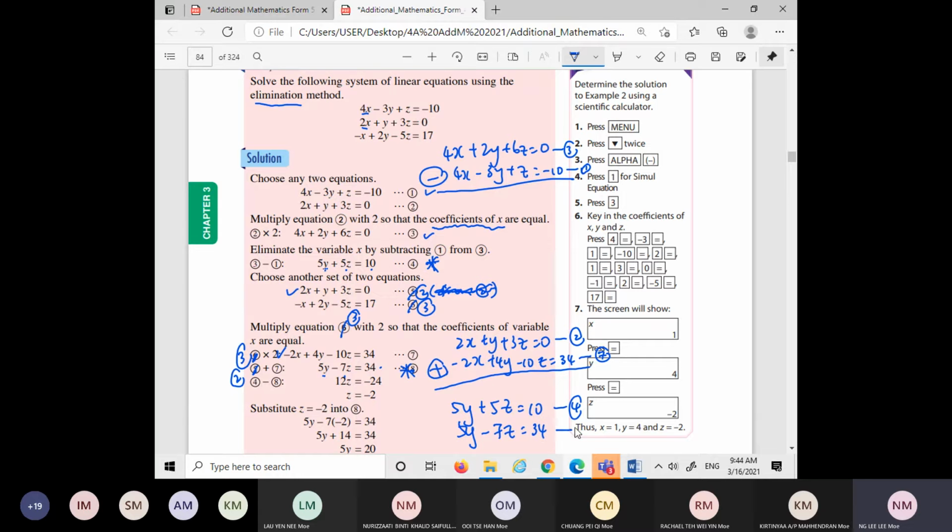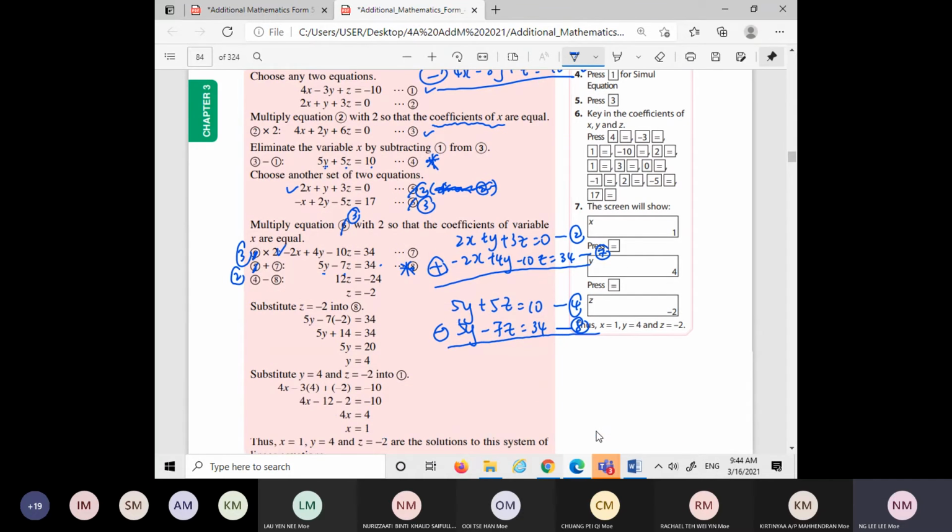I always write like this, easy to see. This is equation 8. Okay, then I do minus. So 5y minus 5y gone, no? Okay, 5z minus negative 7z become plus. Okay, so I have 12z. Then this is minus, is negative 24. Okay, so last step, the 12 comes here and becomes divide, so z is negative 2.